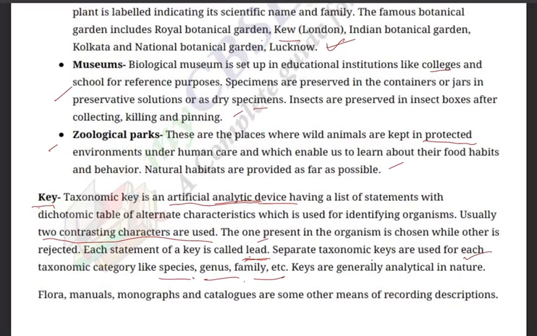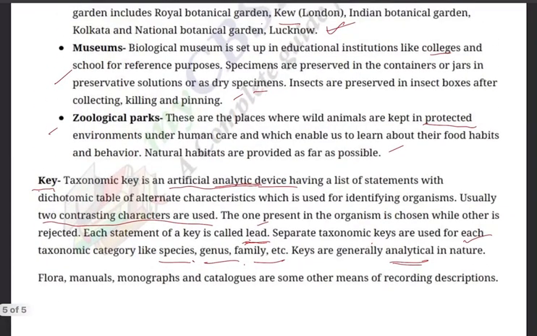Separate taxonomic keys are used for each taxonomic category like species, genus, family. And keys are generally, as I said, analytical in nature. So flora, manuals, monographs, catalogs are some other means of recording descriptions. So this is how we use the taxonomical aids in order to make a classification.